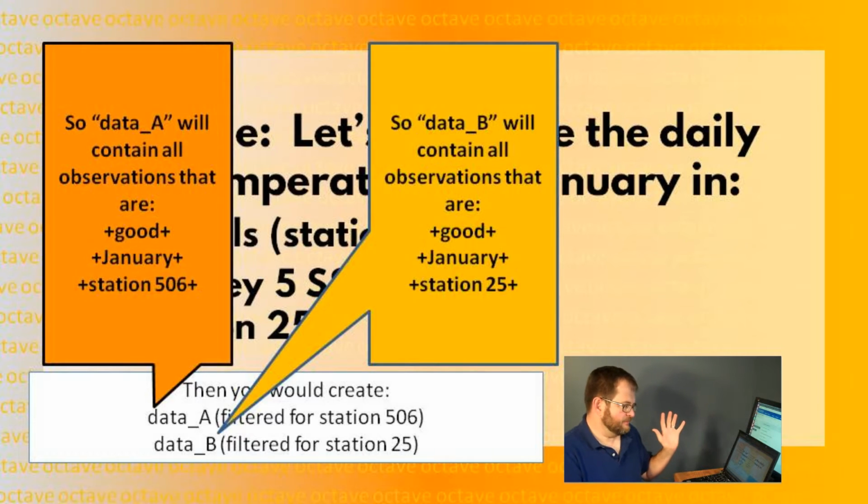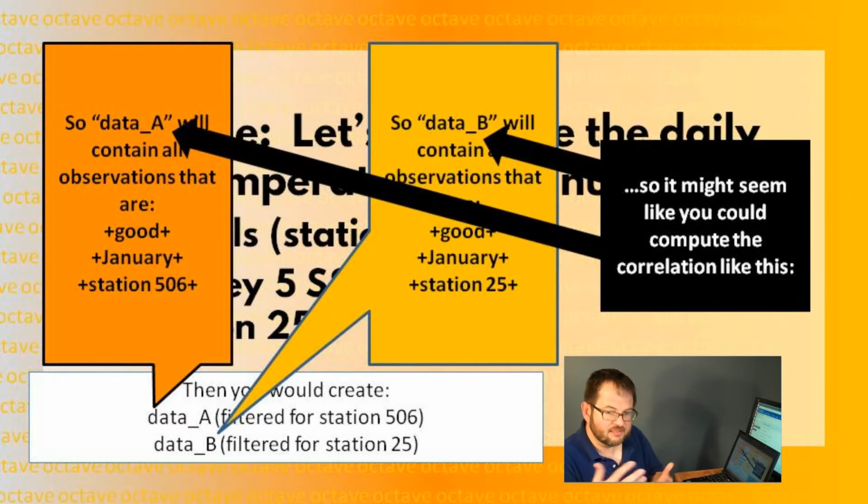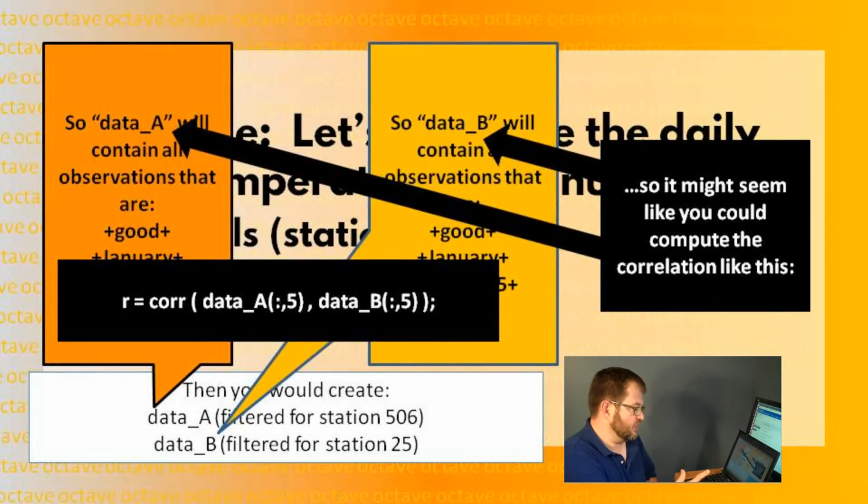Perfect. I now have just the data that I want. And in both of those arrays, data A and data B, column 5 is the high temperature data for that day. So it sounds like all I've got to do to make the correlation is take the correlation of something like this, where R is equal to the correlation function corr of, okay, now there are two arguments here, separated by a comma.